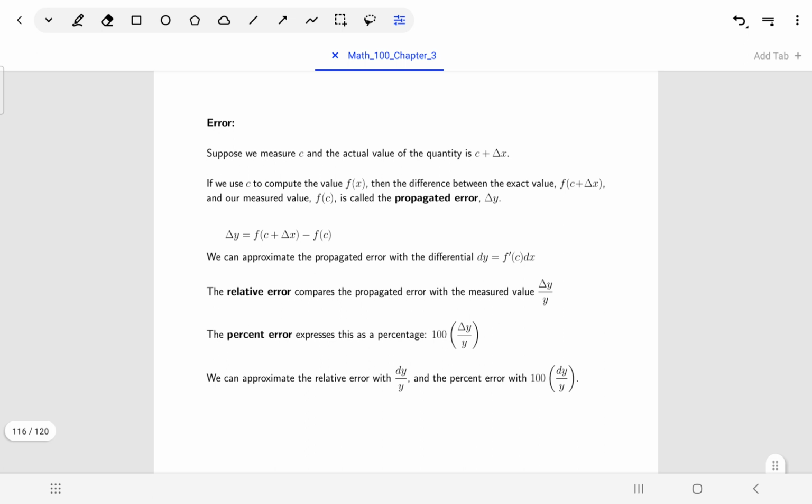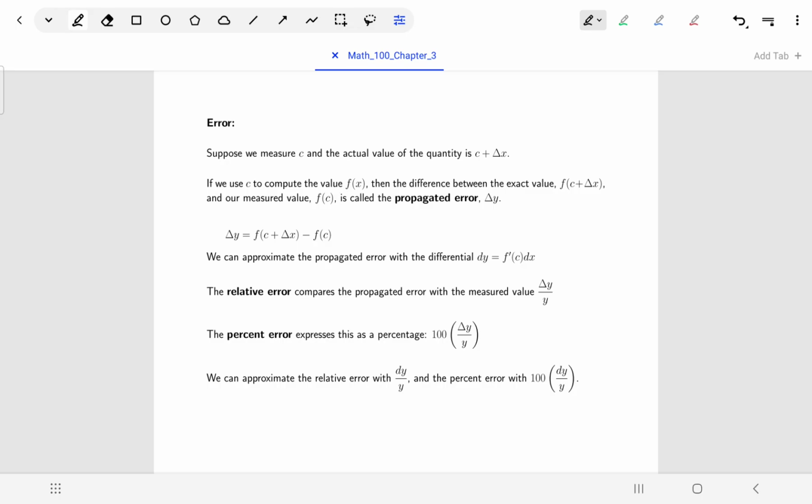Okay, so of course, in any sort of computation that we do in our lives, any sort of measurement that we do, there's always going to be error built in, measurement error. So we have measured something c, and the actual quantity is really c plus our little error amount, our delta x. But of course, you used that value c to compute other things. So for example, you measure the radius of a circle and you're using that radius to calculate the area or calculate the circumference. If your radius is wrong, then the area will be wrong too.